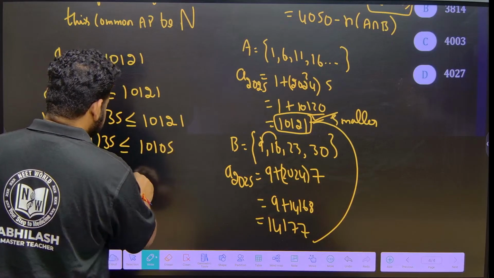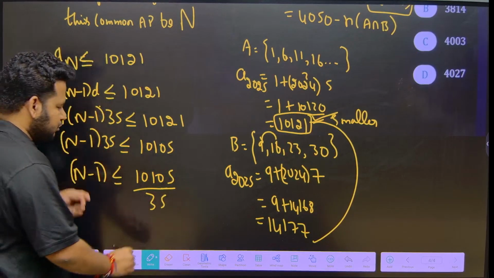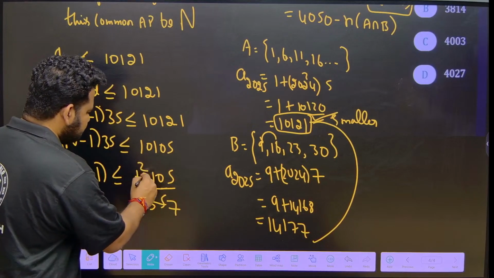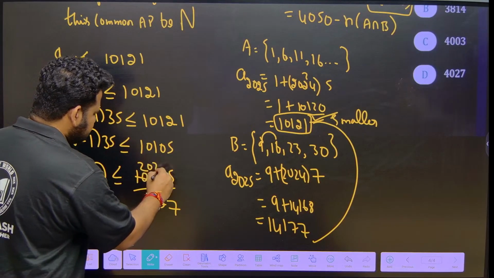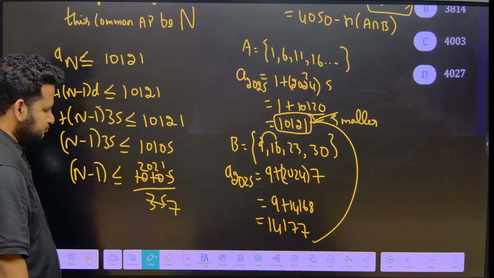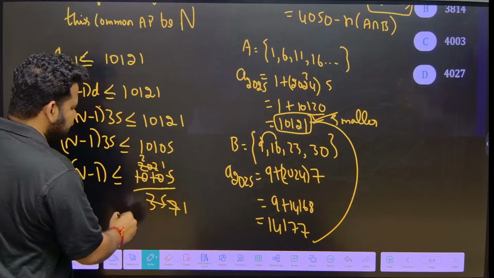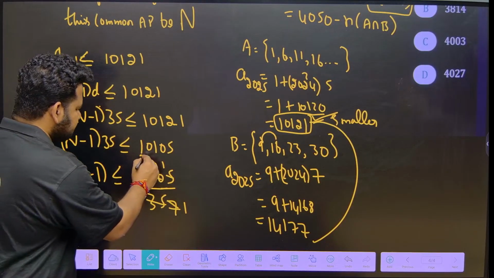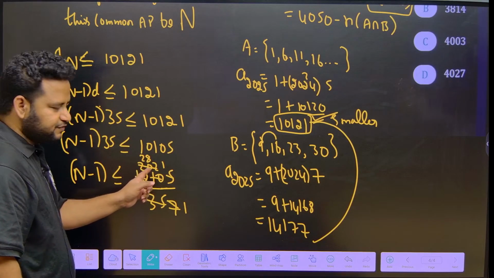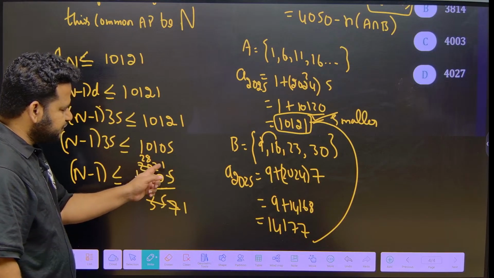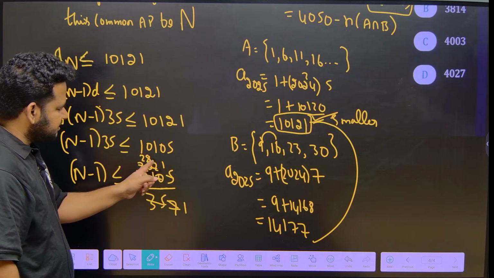10105 divided by 35. Now we got 5 7s, 5 2s. Again, I have to put 0 directly. This will be 5 2s, this will be 5 1s. Now 7 1s are 7, 7 2s are 14, 6 is there, 7 8s are 56, and 51 is there. 7 8s are 56, so 6 is left, 61.